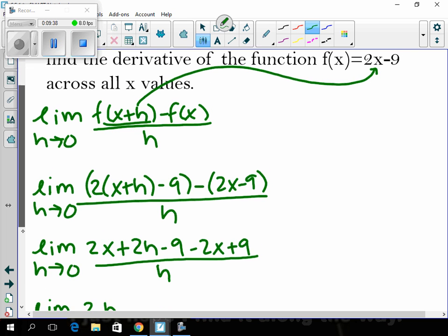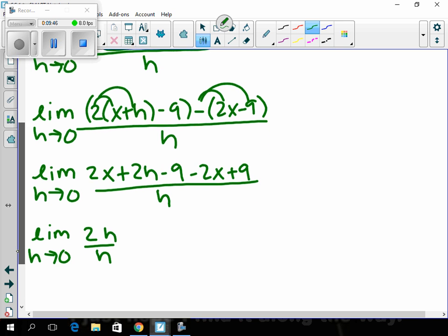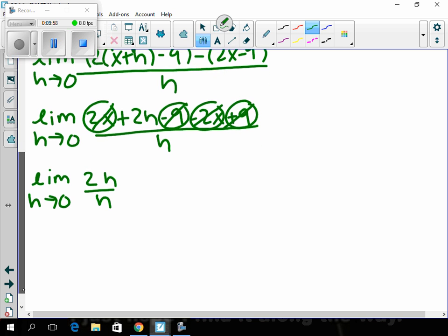So now what I need to do is distribute my 2, and distribute this negative. So I get 2x plus 2h minus 9 minus 2x plus 9. And I notice my 2x and negative 2x cancel out, negative 9 and 9 cancel out. So all I'm left with is 2h over h.